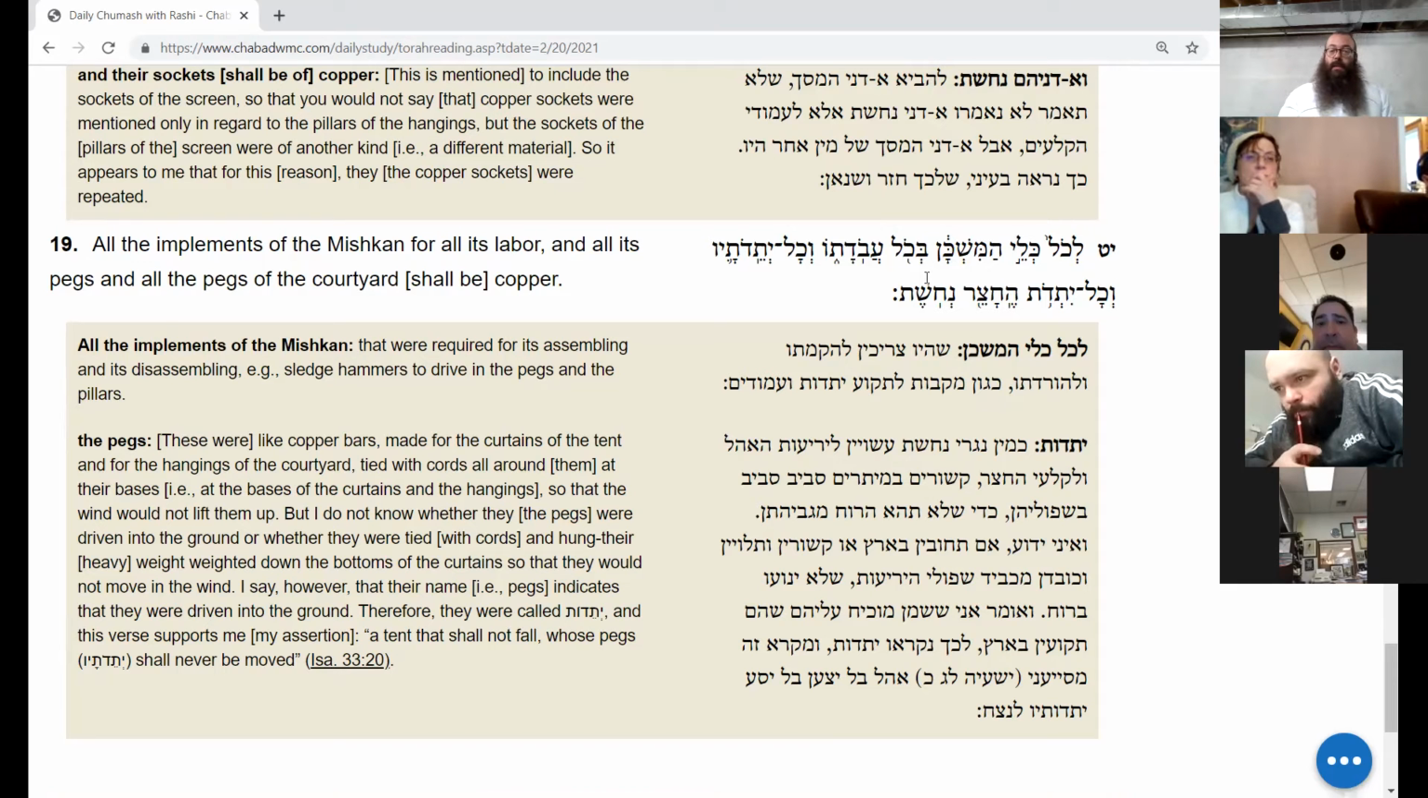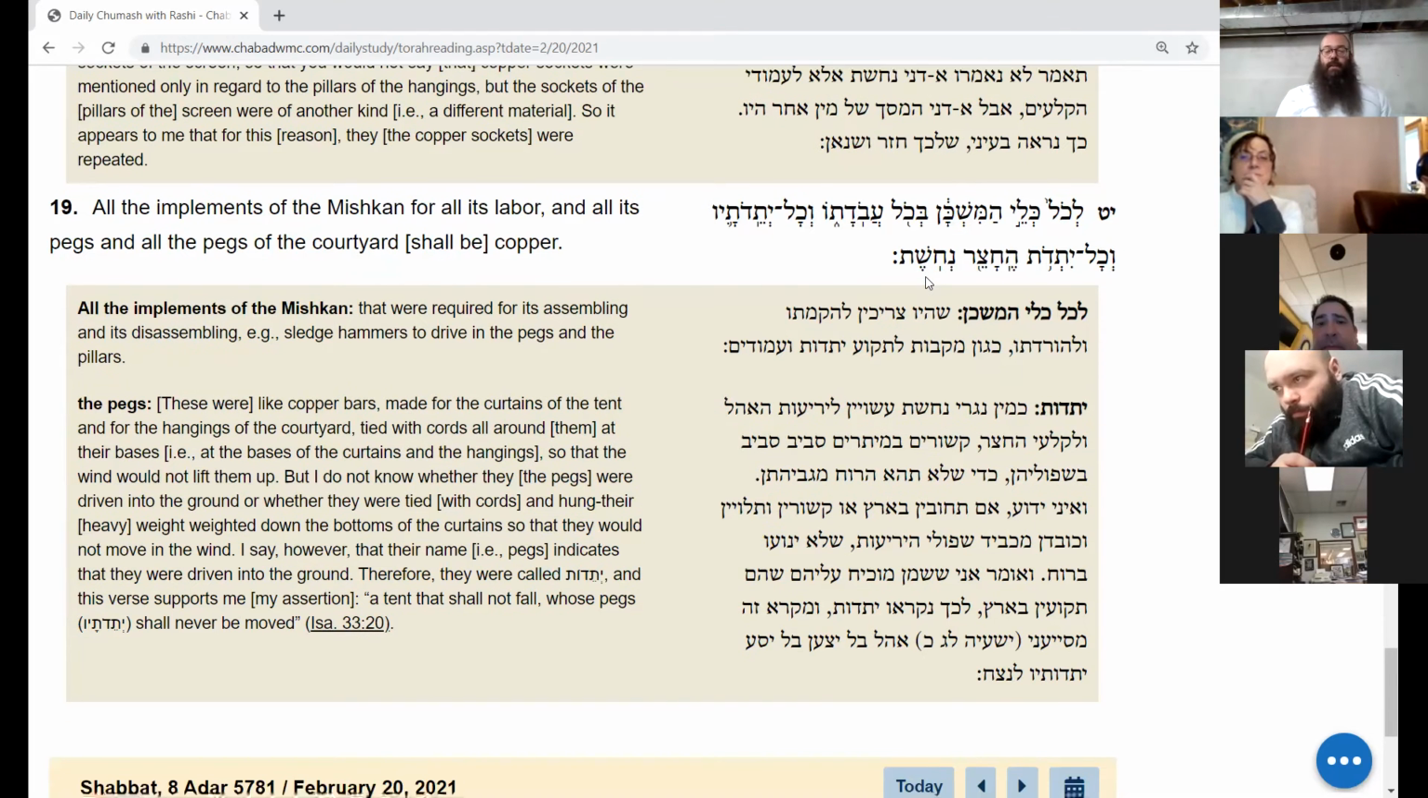So what about those items? The tools needed to build it. So all the vessels to build it are going to be copper. And also now he just adds something interesting here, which we saw in some of the pictures. I didn't know if there was a source for that in the Torah. V'chol yitdot, all the pegs.